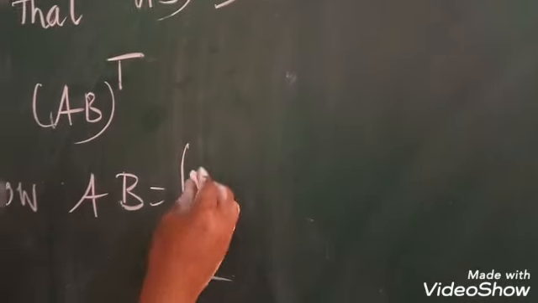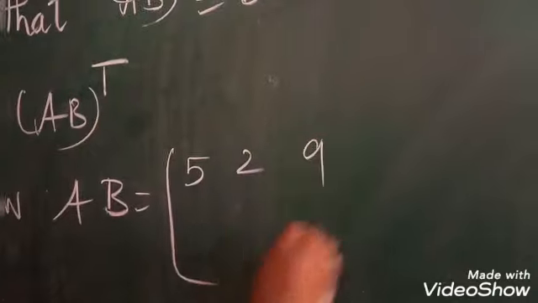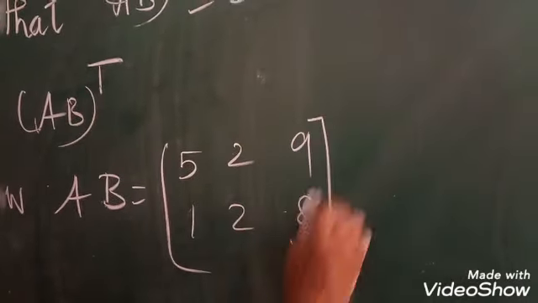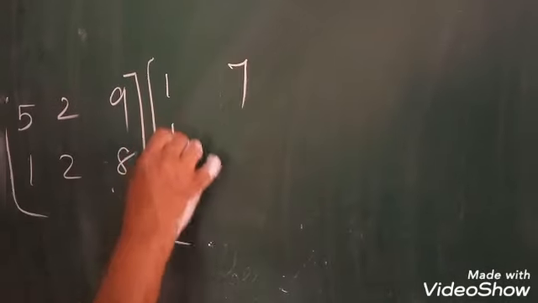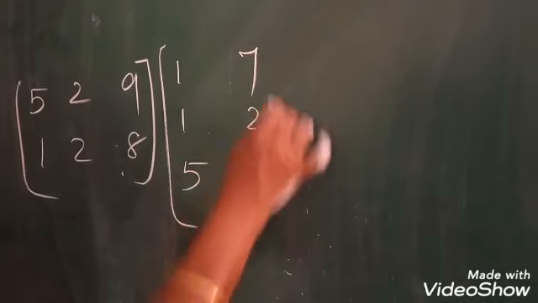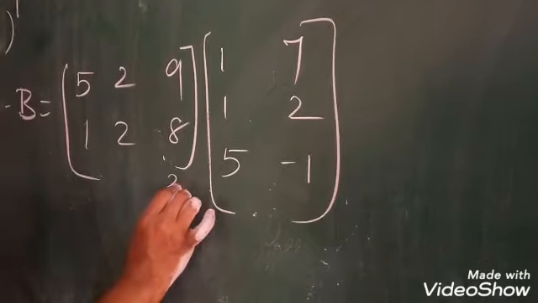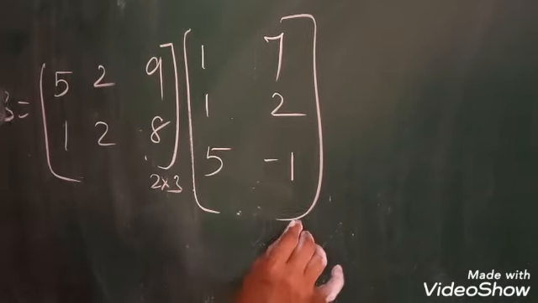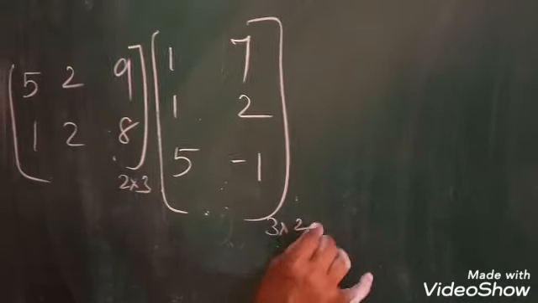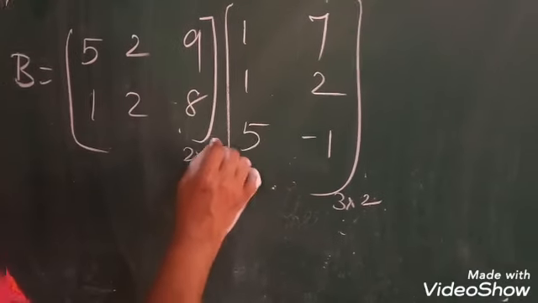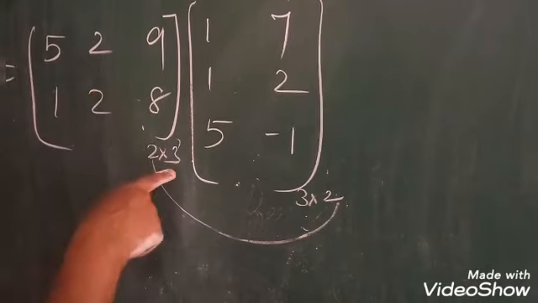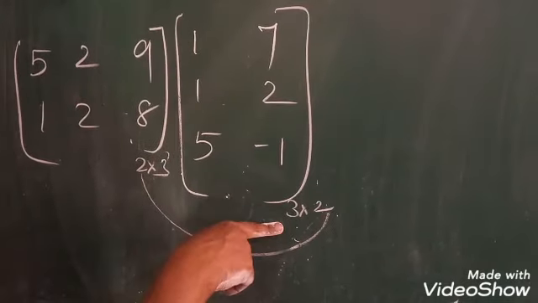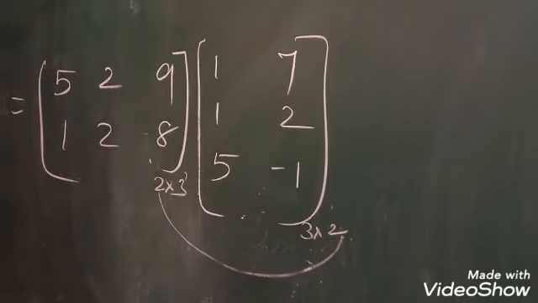First, the A matrix. What is the A matrix? Yes, 5, 2, 9, 1, 2, 8. This is for matrix A. Then matrix B is 1, 7, 1, 2, 5, minus 1. Now the order is 2 cross 3 and this order is 3 cross 2. Now you will get the answer of order 2 cross 2, as we already said, because the first matrix's columns and the second matrix's rows should be equal. The remaining gives the order of the product matrix.